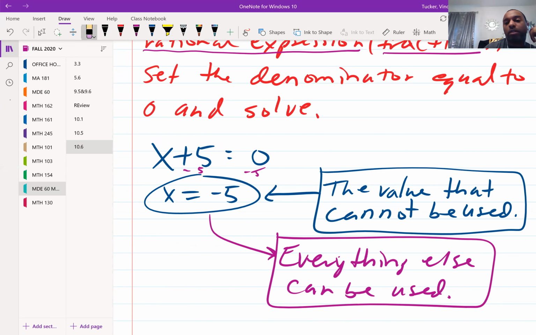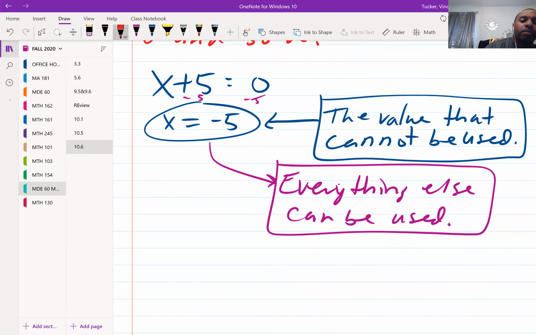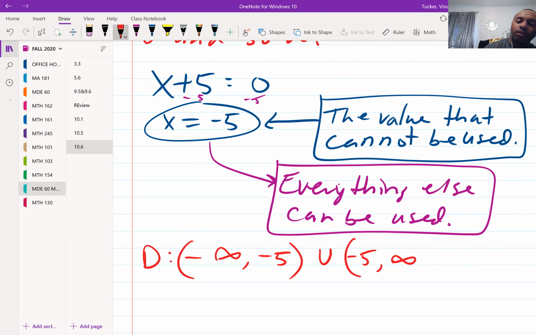Everybody good with that before we finish it off? Good question. So that means our domain is going to go from negative infinity to negative 5. Use parentheses because we can't use that -5. We can get as close to -5 as possible, but we cannot use it. And then we go from -5 to positive infinity. So we can use everything after -5, we can use everything before -5, we just can't use the -5.